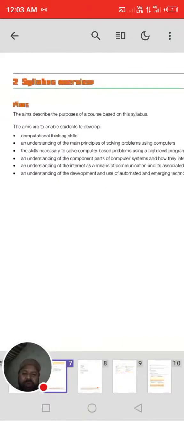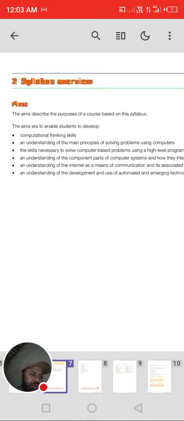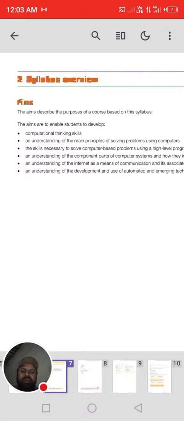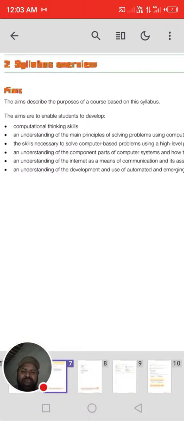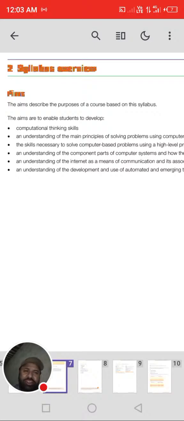And here we go. This is our aim. And this is the page, syllabus overview. You can see that. What is it? The aims describe the purpose of a course based on this syllabus, and you can read it out. The aims are to enable students to develop computational thinking and an understanding of the main principles of solving problems using computers. We will use computers to clarify our concepts. The skills necessary to solve computer-based problems using high-level programming languages.